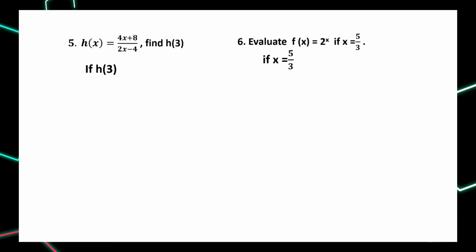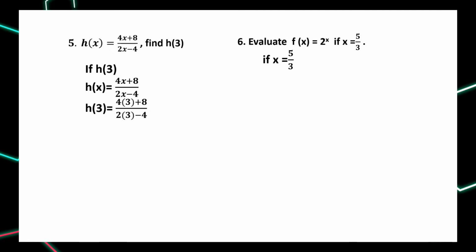For number 5, h of x equals 4x plus 8 over 2x minus 4. So kung aalamin natin kung anong uri ng function to ay rational function. So papalitan natin si x ng 3 as the function of h. So if we will change 3 dun sa x natin, so this will become 4 times 3 plus 8 over 2 times 3 minus 4.